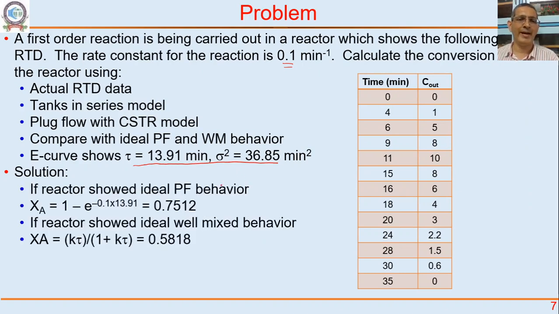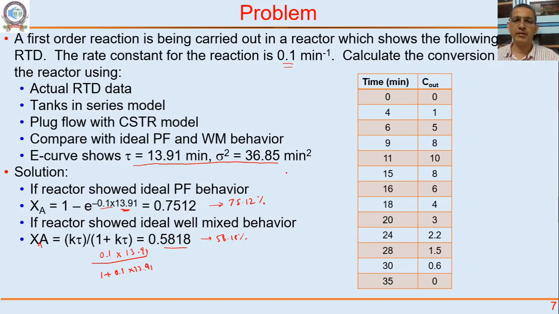Okay, so if the reactor shows an ideal plug flow behavior, what would have been the conversion? XA would have been 1 minus e raised to minus k tau. It would be 0.7512, 75.12%. If the reactor showed well mixed behavior, XA would be k tau divided by 1 plus k tau. This would be 0.1 multiplied by 13.91 divided by 1 plus 0.1 into 13.91. We would have got XA as 0.5818, that is 58.18%.